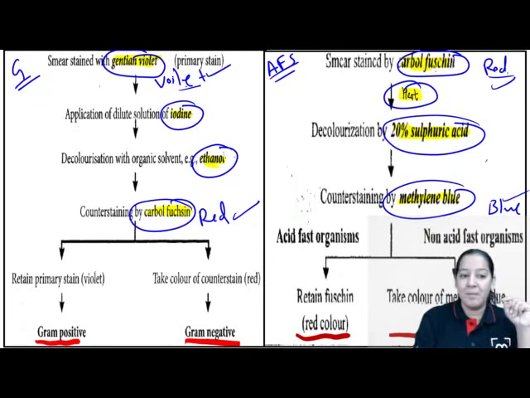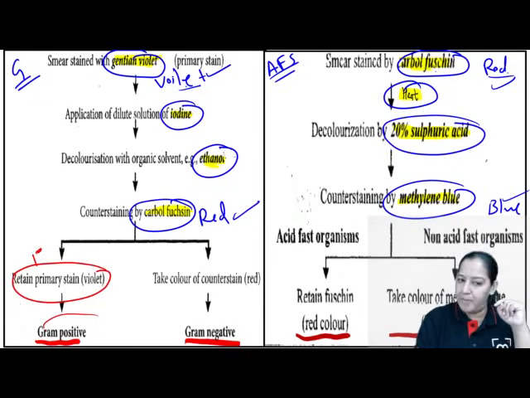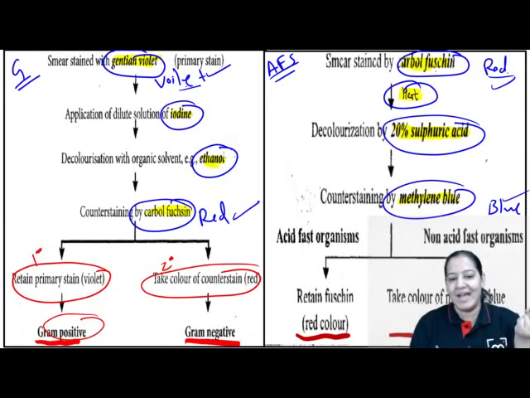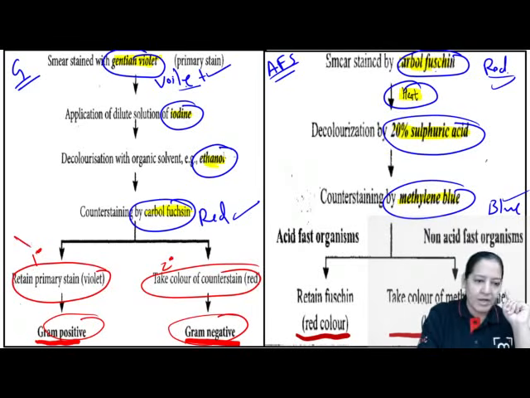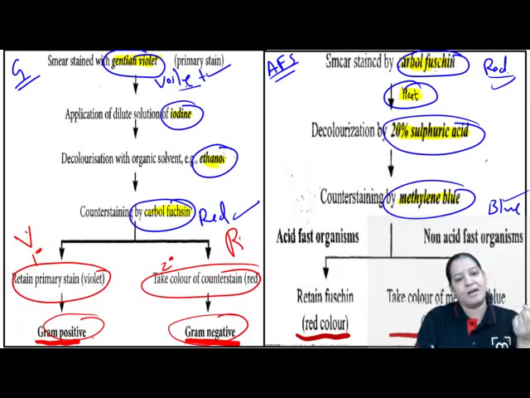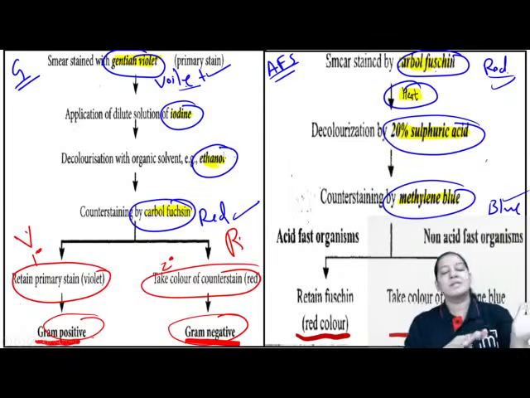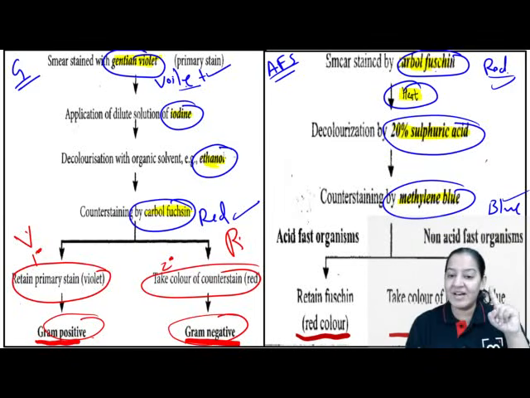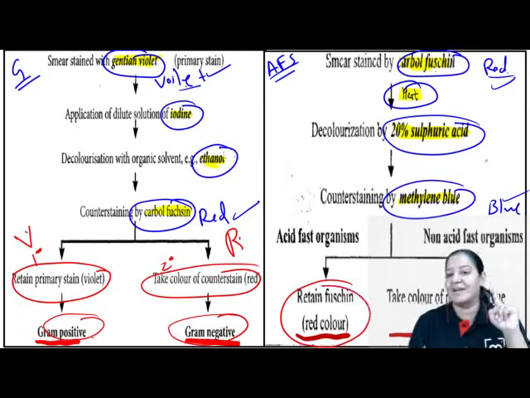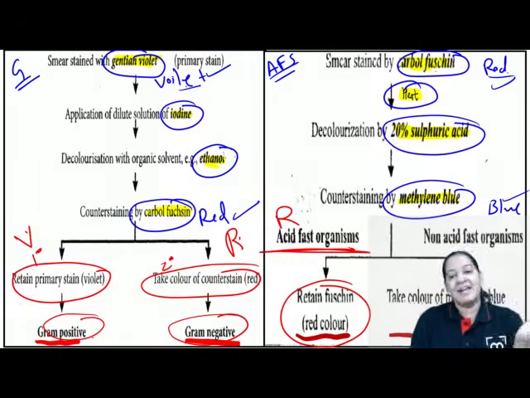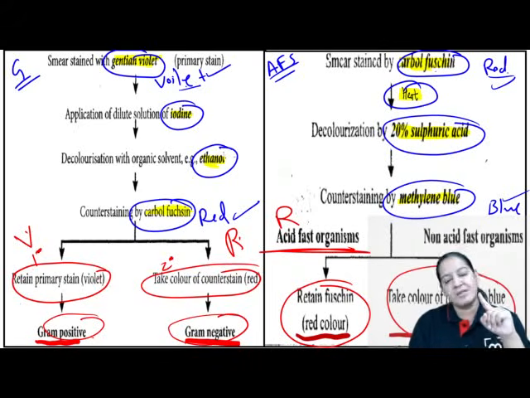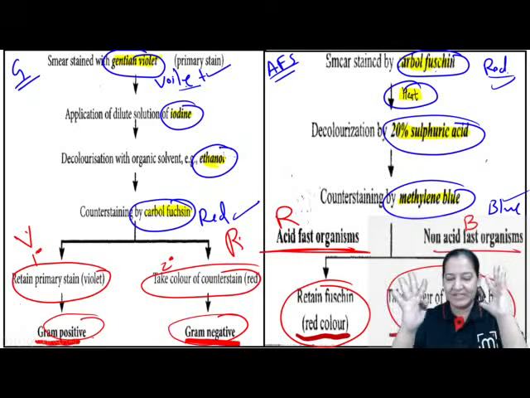In gram stain, some organisms are violet in the end, they take the primary stain. So that's why they are gram positive. Some take the secondary stain, that is they are red in the end, they are gram negative. So the violet ones are gram positive and the red ones are gram negative. That is the interpretation. What is the interpretation in acid fast? In acid fast, some retain the primary stain, so they are red in color. They are acid fast organisms, right? Some take the secondary stain, so they are blue in color. So non-acid fast are blue in color. You can see the difference.